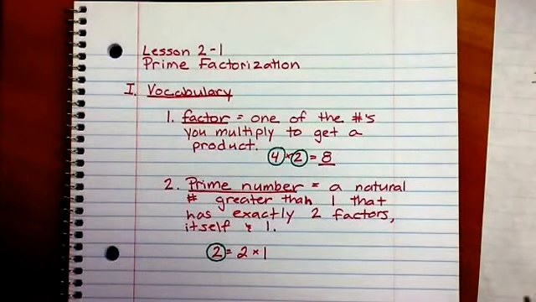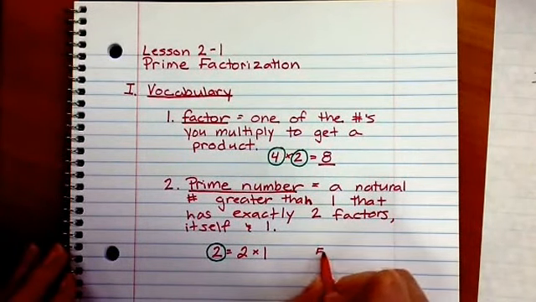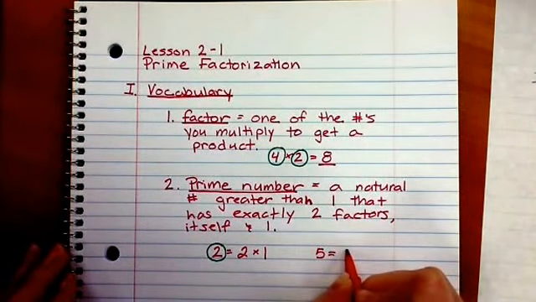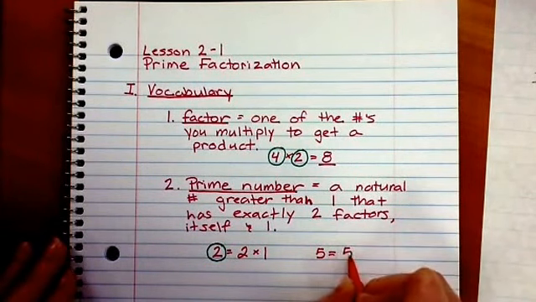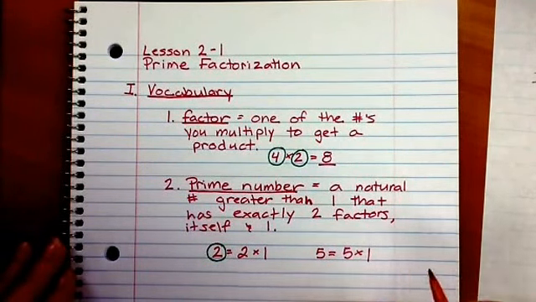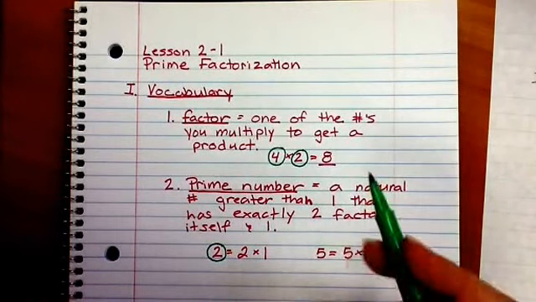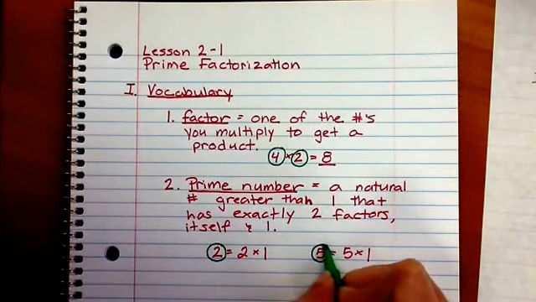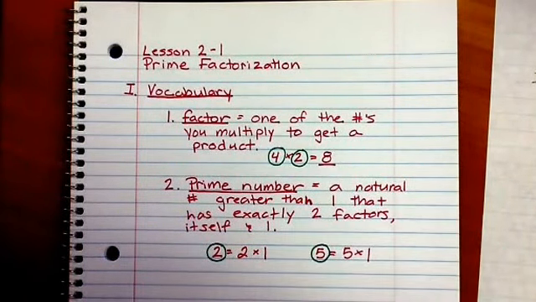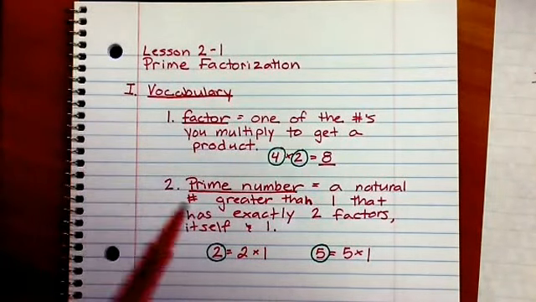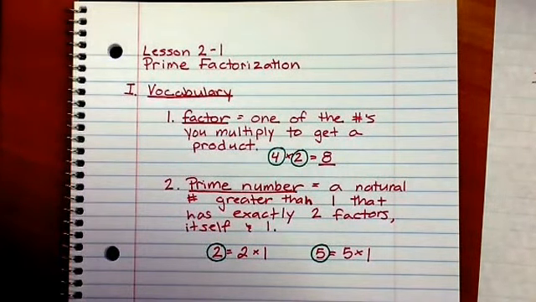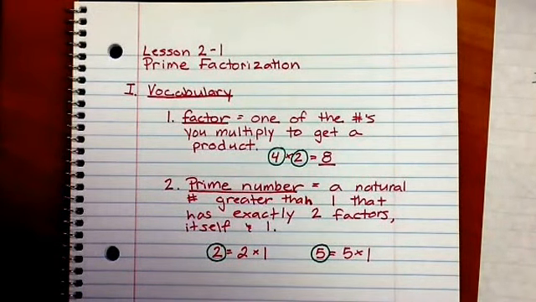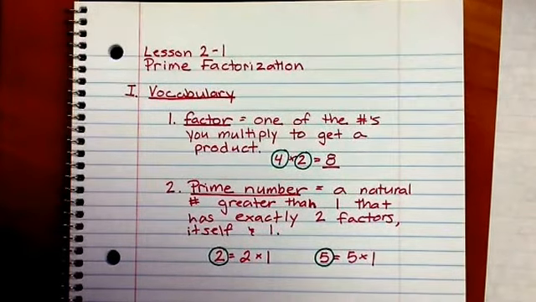Another example of a prime number would be 5. If we take 5, the only 2 factors we have to get 5 are 5 times 1, leaving 5 as our prime number. So any number you come to that can only be multiplied by 1 to get itself is a prime number. So 6 would not be a prime number because I can multiply 2 times 3 to get 6.